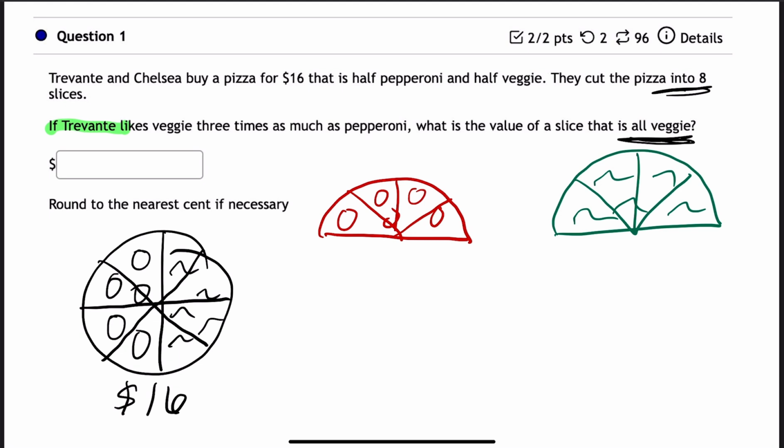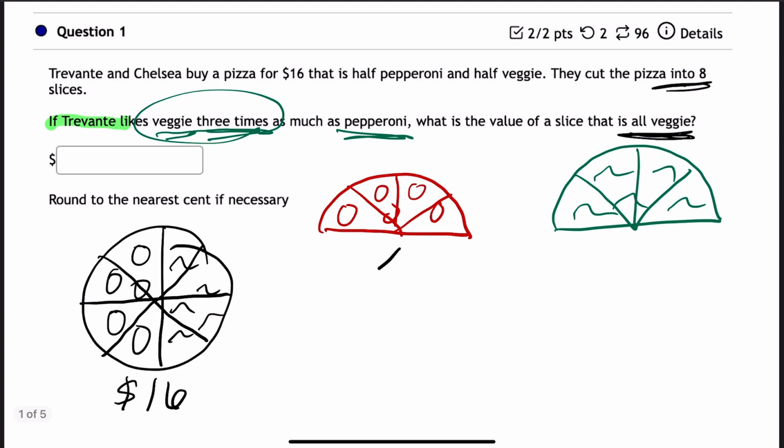So it tells us that he values the veggie 3 times as much as the pepperoni. So the veggie is going to be 3 times the pepperoni. We don't know the value of the pepperoni right now because that's what we're trying to find out. So let's say the value of the pepperoni is x. Well, if he values the pepperoni x amount, then the veggie is going to be 3 times that amount, so 3x. We don't know what x is yet, but we will. And since he values veggies 3 times as much, the veggie part is going to be 3x.